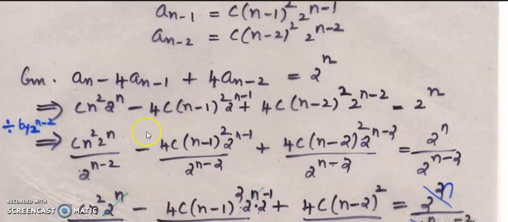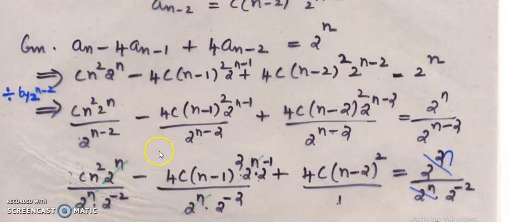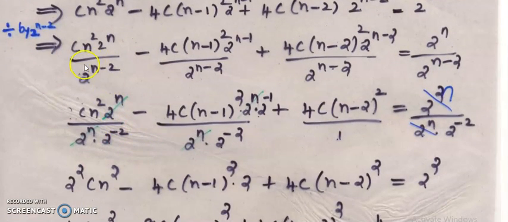So now let us expand. Before expanding, we can take 2 power n minus 2. You can follow many methods. The method I am following is dividing by the least term, that is 2 power n minus 2. So dividing by 2 power n minus 2, divide each term, first term, second term, third term. Also the RHS you divide by 2 raised to n minus 2. So now here you can split the denominator as 2 power n into 2 power minus 2.